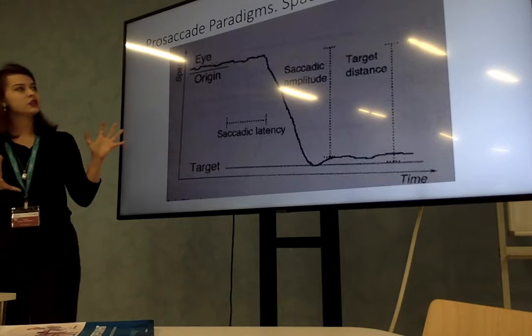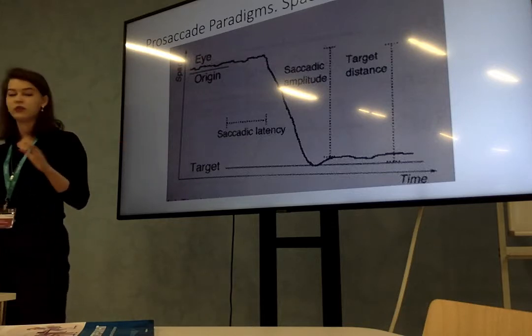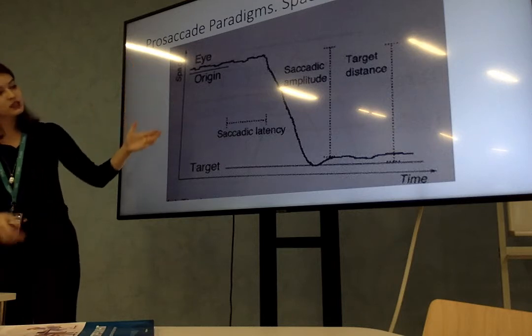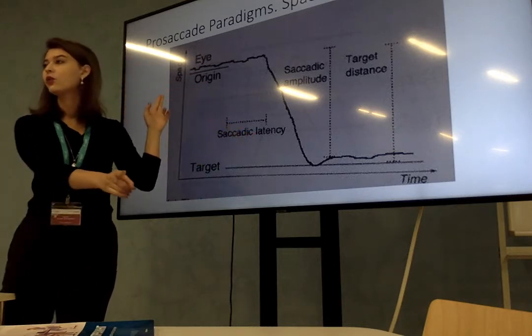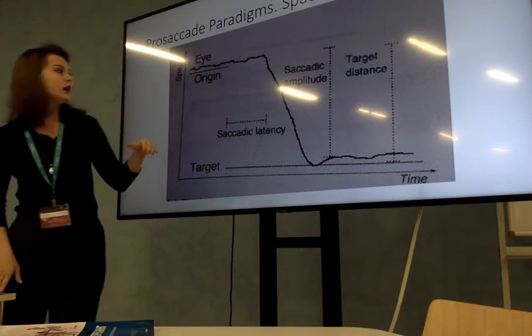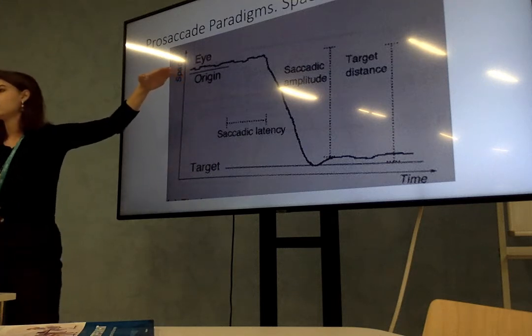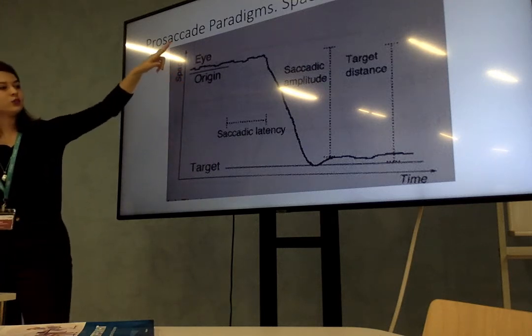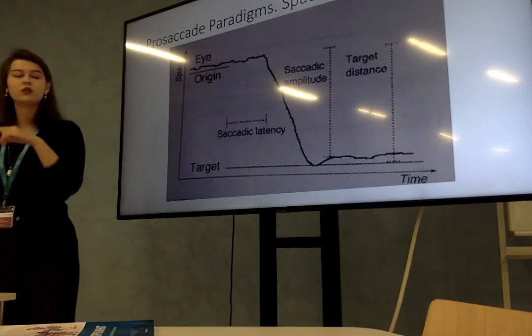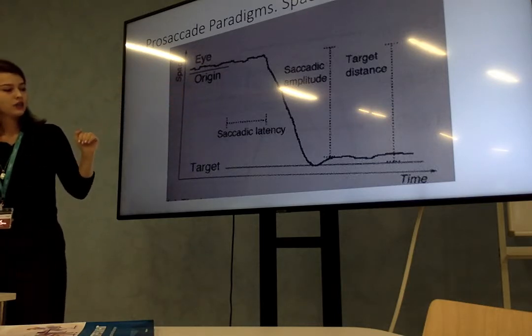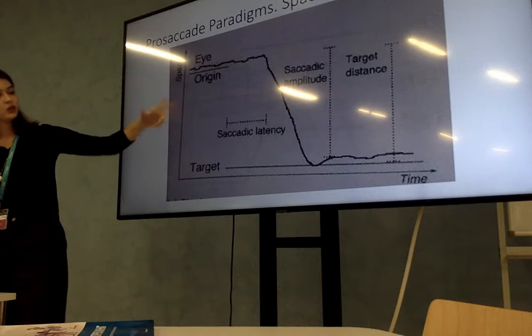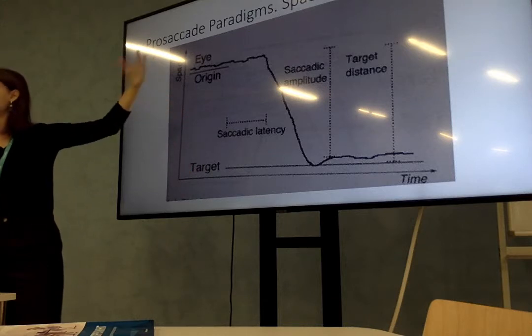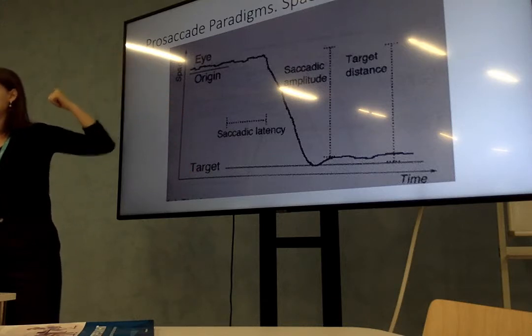You will see such a classic diagram. What we have here is space and time. Those are the two coordinates in which we are moving. First, we have the origin, that is usually the central target. And here we have the eye movement, so this shows the direct movement. Then we are given the target. As we're given the target, the origin disappears. And that's where science starts.